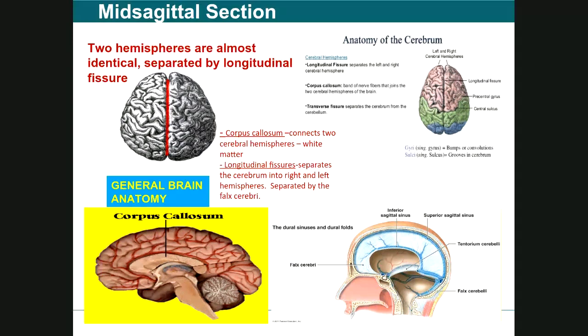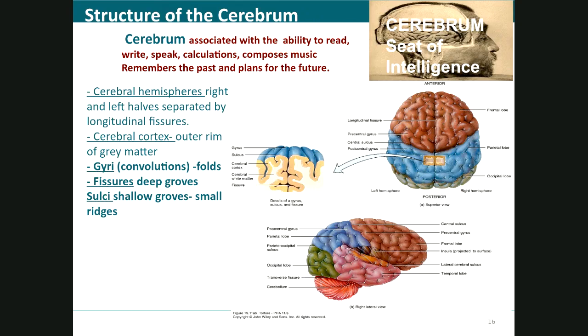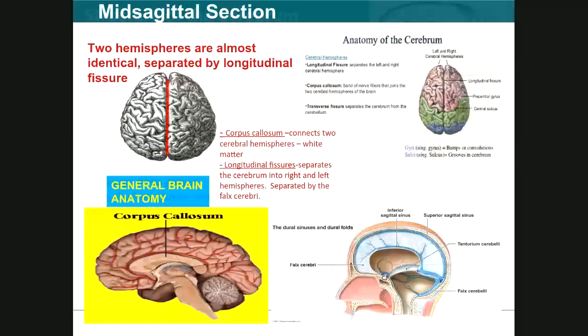So if we could take a mid-sagittal section of the brain, what would we see? First of all, the longitudinal fissure separates the right hemisphere from the left hemisphere of the cerebrum. If we open that up, we would see the cerebral cortex, or this outer layer of gray matter. As we get down here, there's the corpus callosum, which is white matter that connects the right and left hemispheres. So it's the way the right and left hemisphere connect, and that's called the corpus callosum.